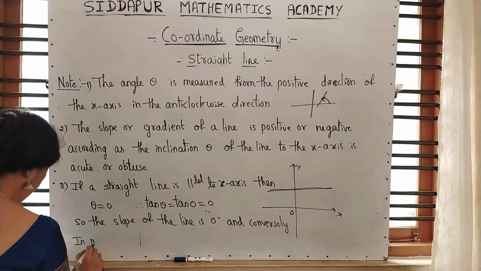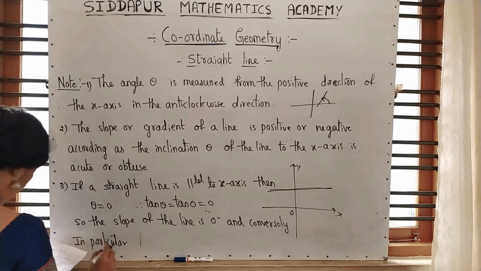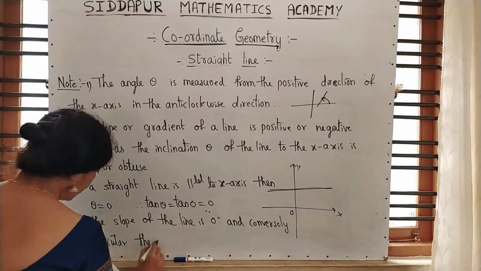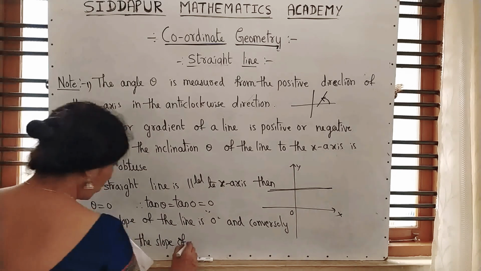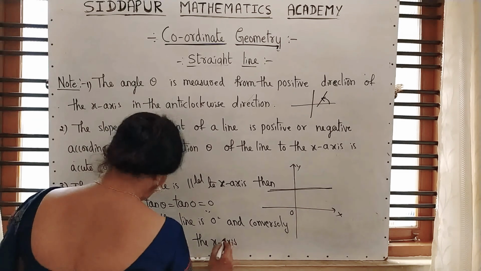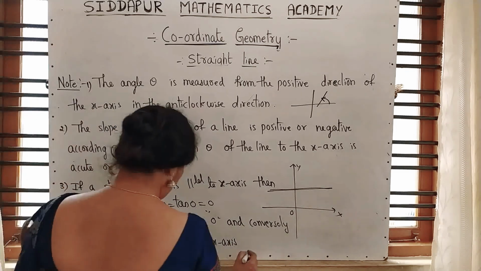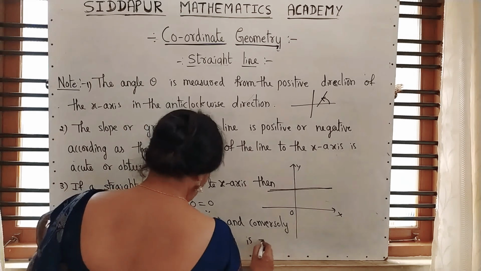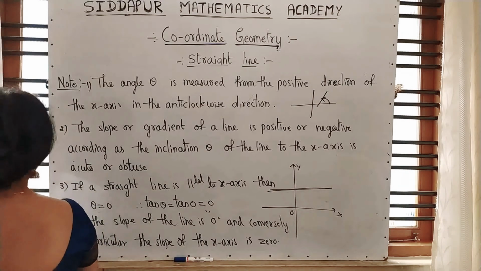In particular, the slope of the x-axis is 0.